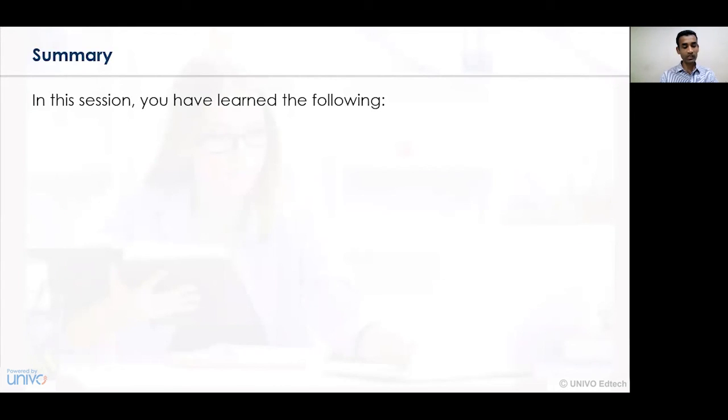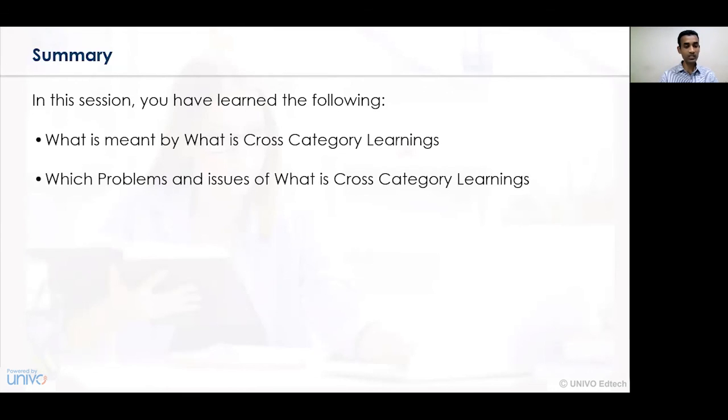Now let's summarize what we have learned in this particular session. In this session, we have understood what we mean by cross-category learnings, what the various problems and issues are that have been associated with cross-category learnings, and how we implement cross-category learnings in the business environment. I hope you have enjoyed the learning in this particular session.